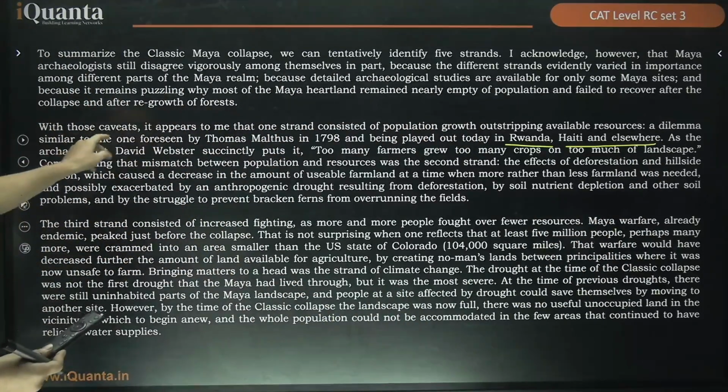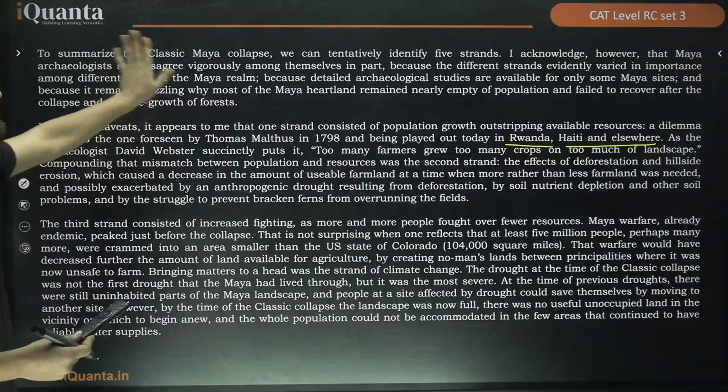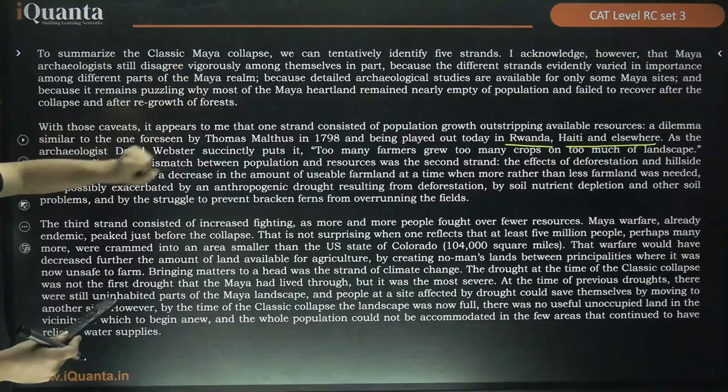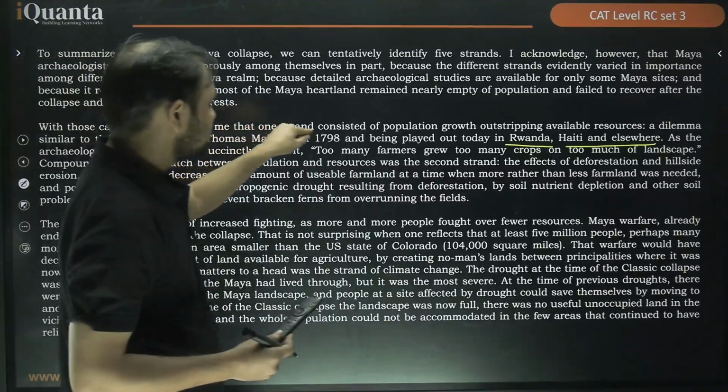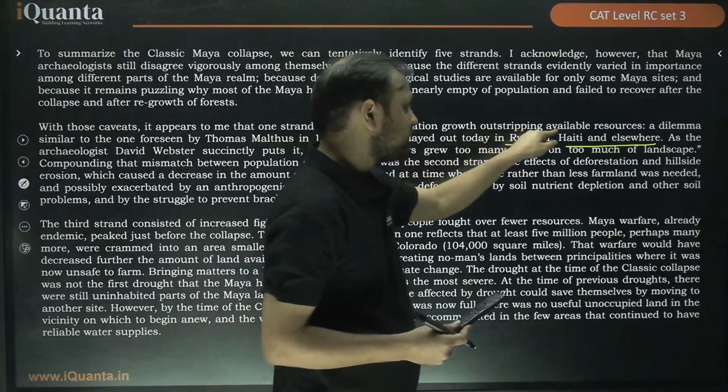So, with those caveats, that means with this insight and with this warning, I am going to say what I have got to say. So, it appears to me that one strand consisted of population growth outstripping available resources.